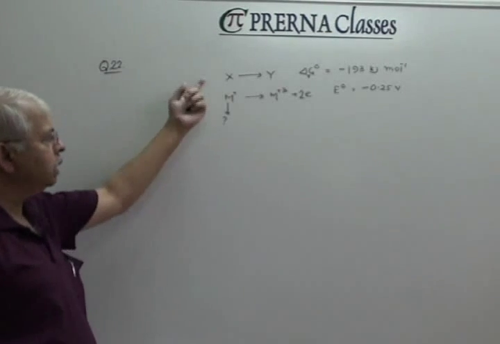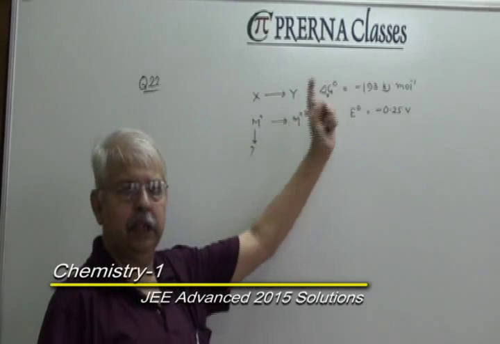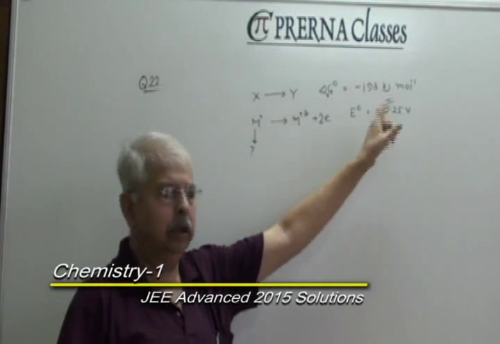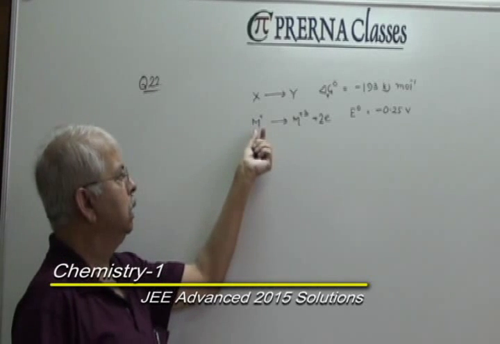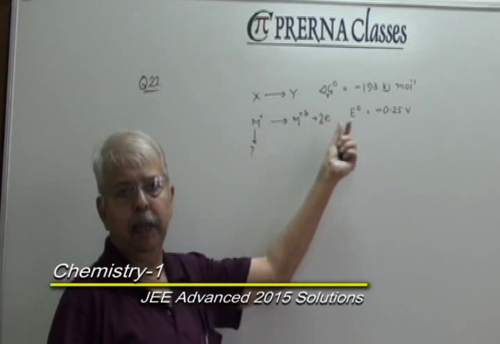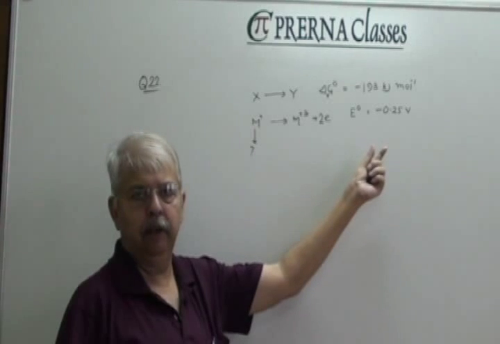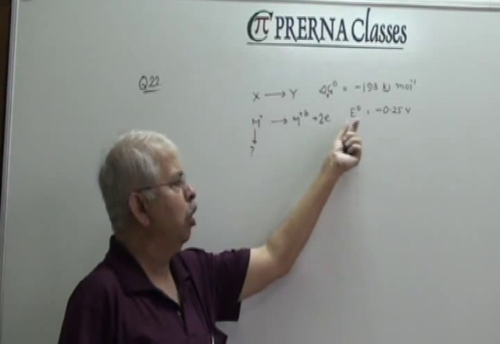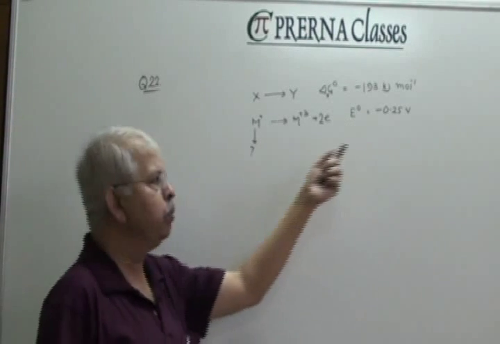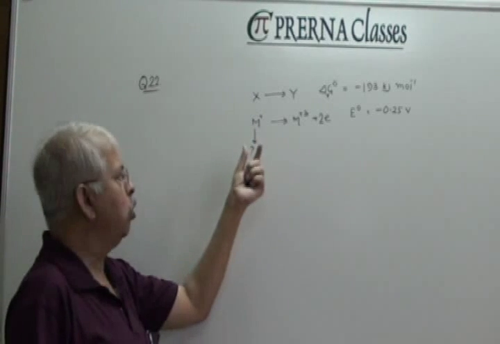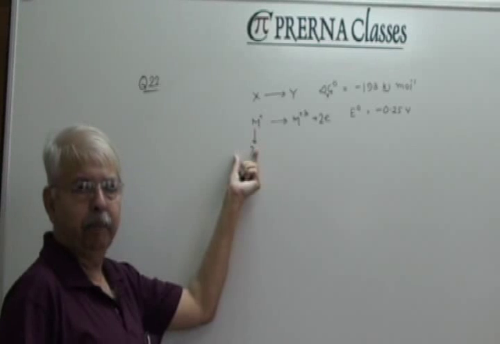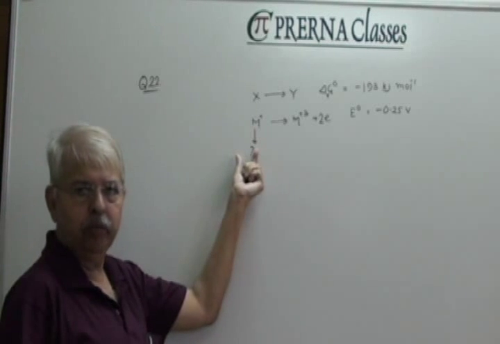Next, ΔG0 of this reaction is given. Now this entire energy is utilized to oxidize M+ to M3+. E0 is given. Now he has asked me to calculate in this process what will be the total number of moles of M+ that will be involved.